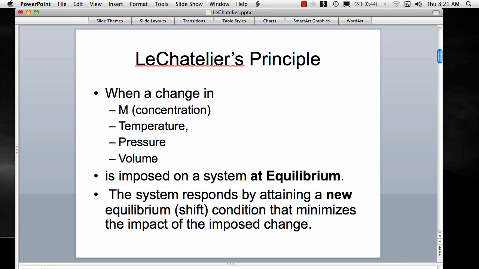All your answers for LeChatelier problems will be one of three. Shift right, make more products, or shift left, make more reactants, or sometimes there's no change at all.